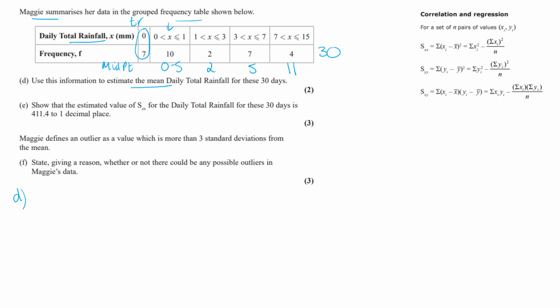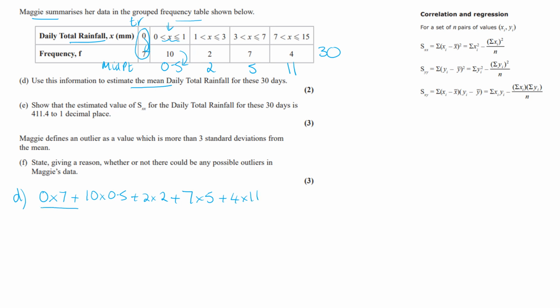But if we presume on 10 of the days they had it in the middle of the group, and this is why it's an estimate, we're going to have to add all of them up. Well, we can include this one here, but it doesn't really make any difference. 0 times 7 plus 10 times the half plus 2 days where there was 2 millimeters rainfall, plus 7 days when there was 5, plus 4 days when there was 11.